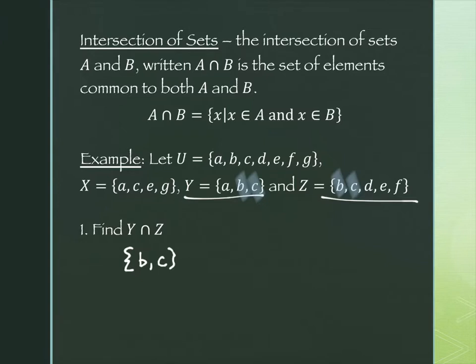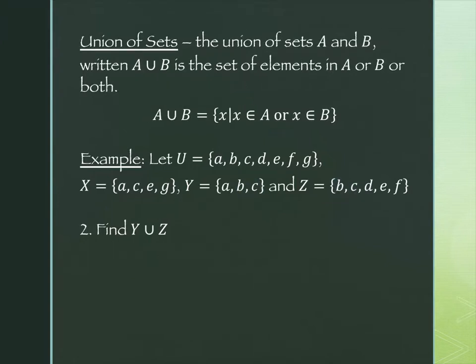All right, the next one is union. Union actually looks like U. So the union of sets A and B, written A union B, is the set of elements in A or B or both. And the set notation reads the same way. A union B is all x such that x is in A or x is in B. And I know the notation doesn't say or both, but within mathematics, that's what the word or means, either or both.